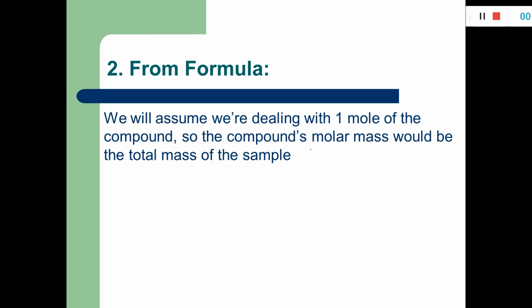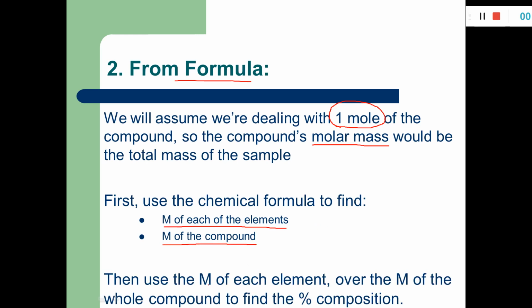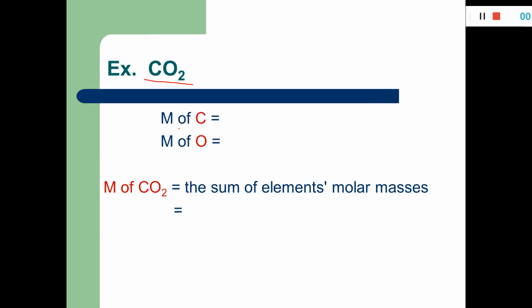The second way is a little bit more complicated, but not too bad. If we have the formula of a compound and we know the molar mass because we have the formula, we can assume that we're dealing with 1 mole of the compound. So we'll look at the molar mass of each of the elements in the compound, find out what the molar mass is of the whole compound, and then express that as a percentage for each of the elements. So use the molar mass of each element over the molar mass of the whole compound and express it as a percent. Let's say we had CO2 again.